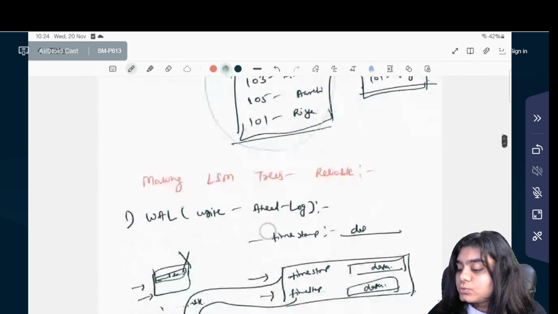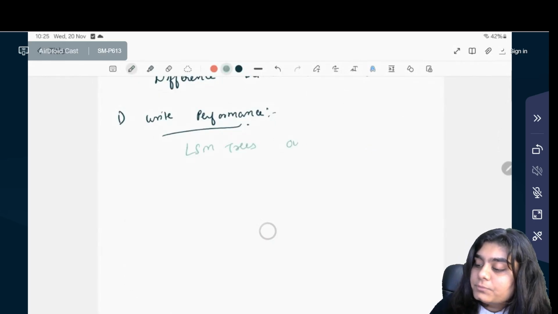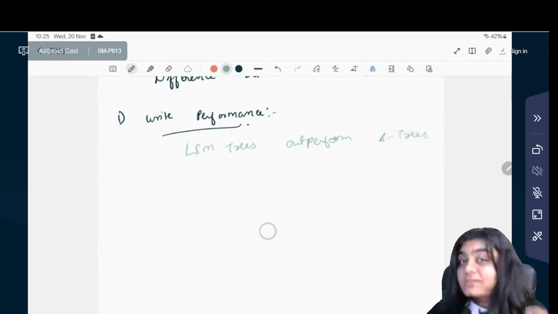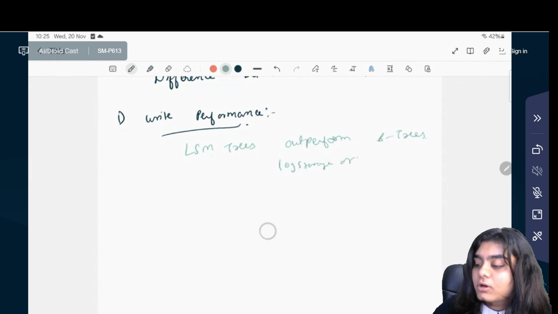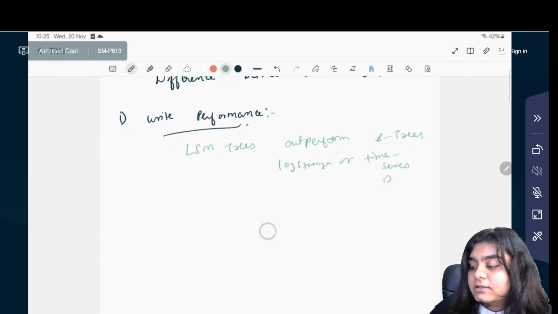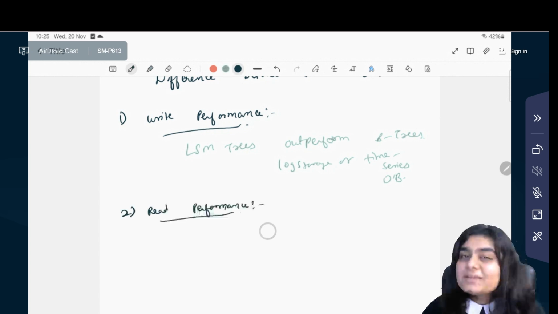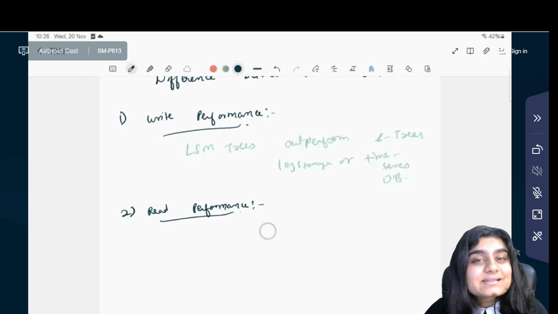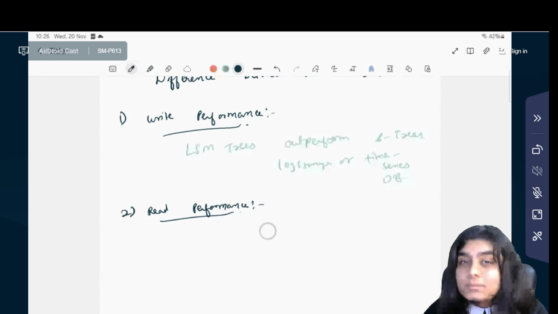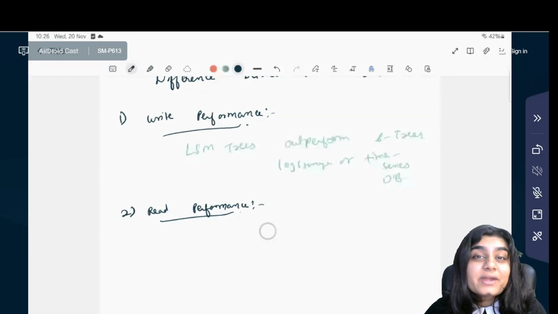So, what is our conclusion? LSM trees outperform B trees for write heavy applications such as log storage or time series databases. Okay, so let's talk about the read performance. B trees are generally faster for reads due to the structure of the tree, which allows direct access to the data, while LSM trees can be slower because data might be spread across multiple SSTables.